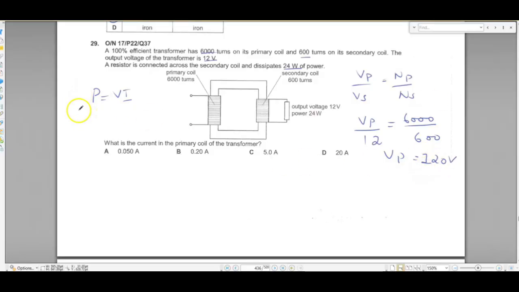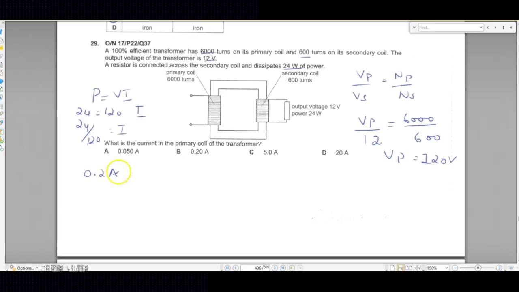And now we are going to put it over here in this formula. 24 watts is the power, 120 volts is this. So 24 by 120 gives you the current to be 0.2 amperes. So B is the correct option.